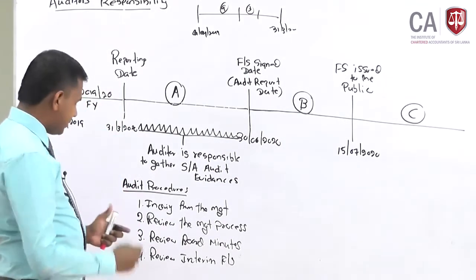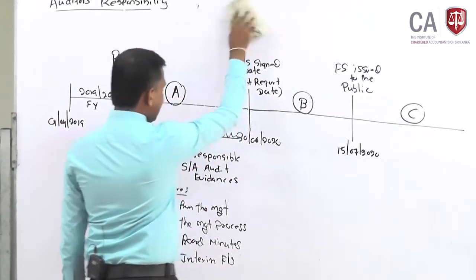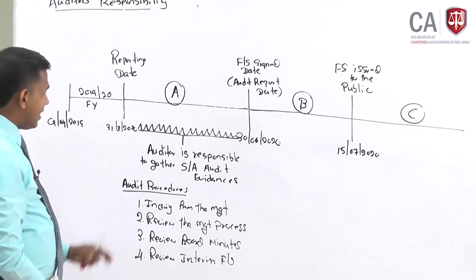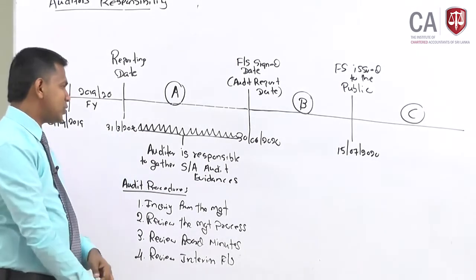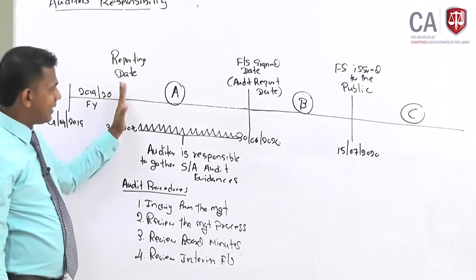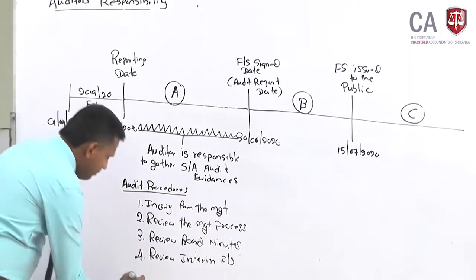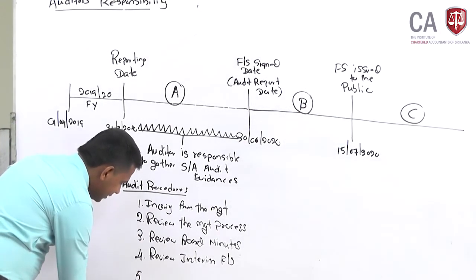So now in these circumstances, we are going to check the interim finance statement, but that interim finance statement should not be for the particular year you are reviewing, but for the subsequent year, right? Then number 5, right?